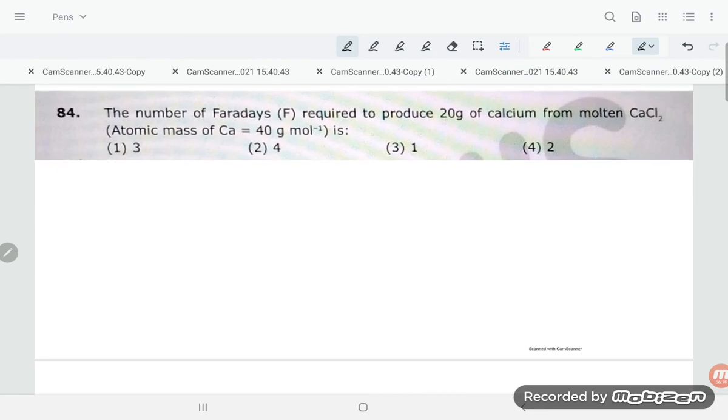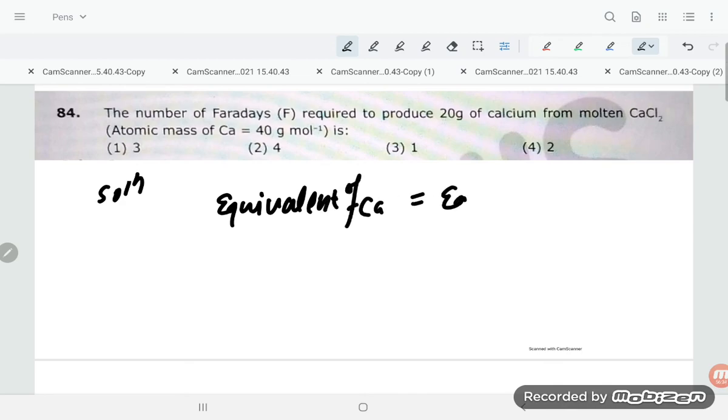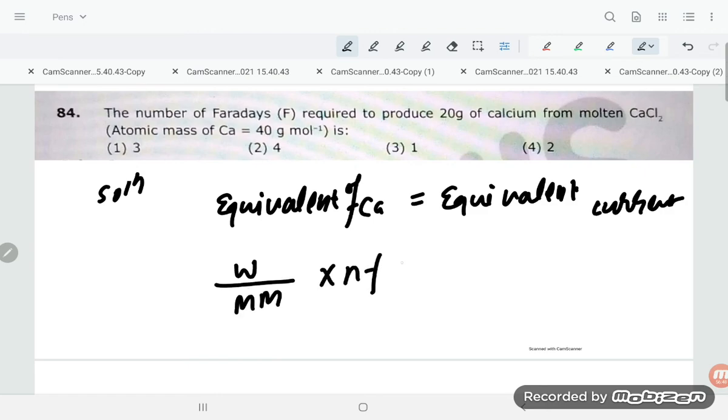The number of Faradays required to produce 20 gram of calcium from molten CaCl2, atomic mass they have given. So solution you see, student, that is equivalent weight. Okay, equivalent of calcium equals equivalent of current. So that is given mass upon molecular mass into n factor is equal to the number of what, student? Faraday.